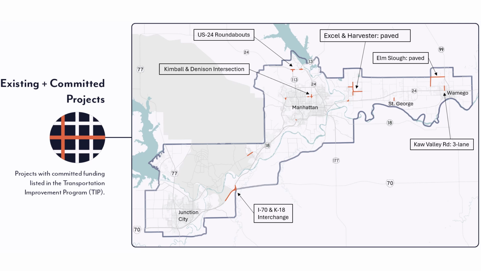Pottawatomie County projects include the paving and extension of Excel Road and the paving of Harvester Road between Lake Elbow Road and Excel Roads. In Wamego, projects include the paving of Elm Slough and the 3-lane expansion of Call Valley Drive.